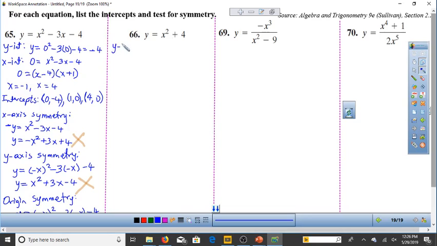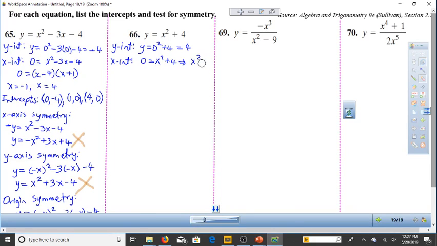For the y-intercept, we have y equal to 0 squared plus 4, which is just 4. For the x-intercept, we get 0 equal to x squared plus 4, which would imply that x squared is equal to negative 4, which doesn't happen. There's no real number that works that way. So since there are no real numbers that give you a negative when squared, there is no x-intercept.